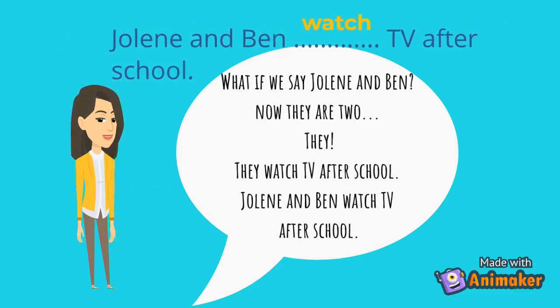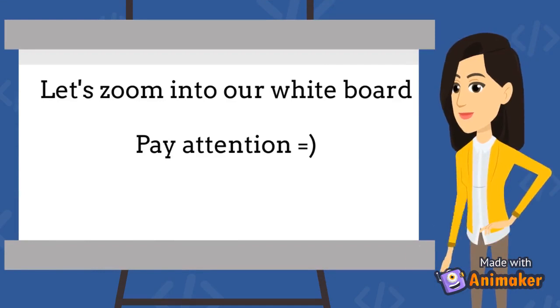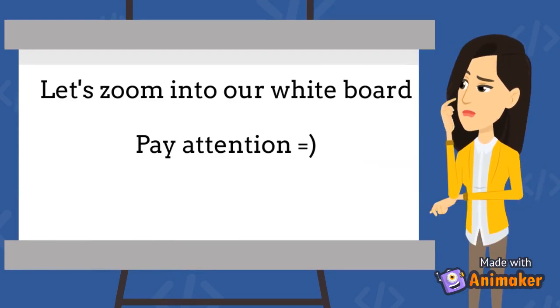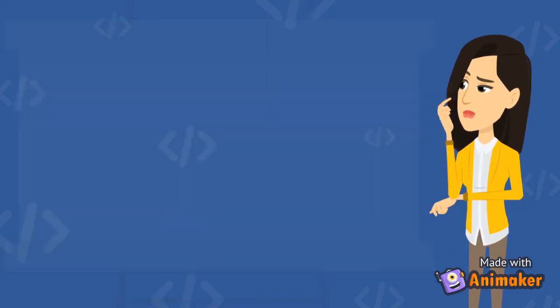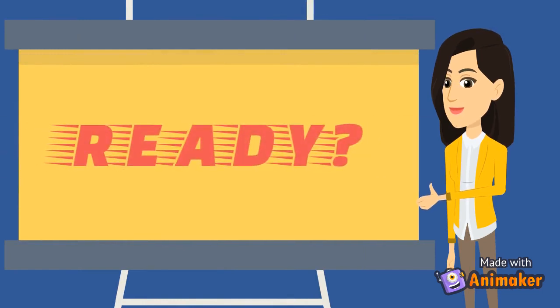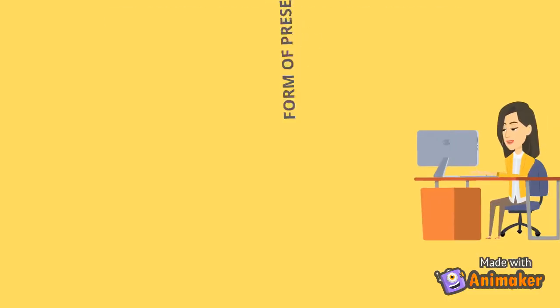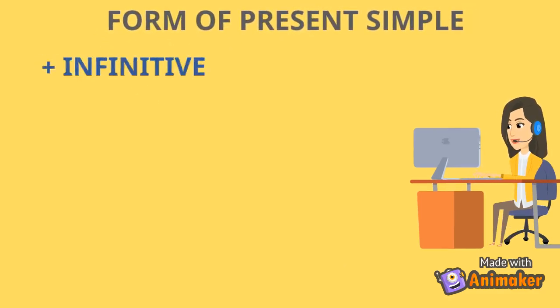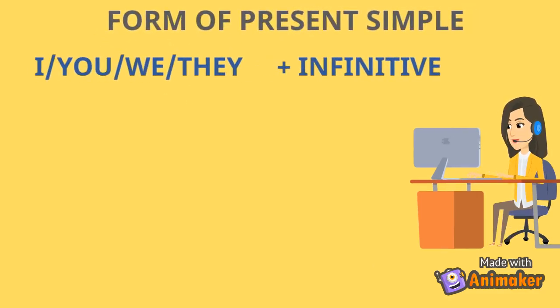Now let's explain why. Let's zoom in on our whiteboard. Or, let's make it a yellow board today. More fun. What is the form of the present simple tense? For I, you, we, and they, we use the verb in the infinitive form.